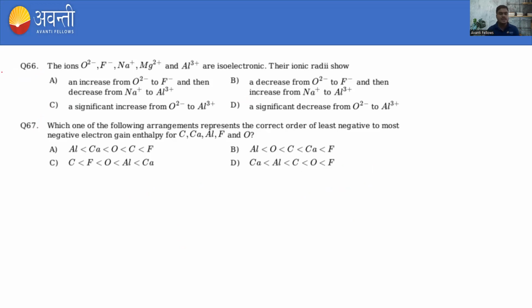Now, the next question: the ions O2 negative, F negative, Na plus, Mg2 plus, and Al3 plus are isoelectronic, and they ask about their ionic radii. So what are isoelectronic species? Isoelectronic species are those which contain the same number of electrons, right? Now you have to arrange them in order of their ionic radii.